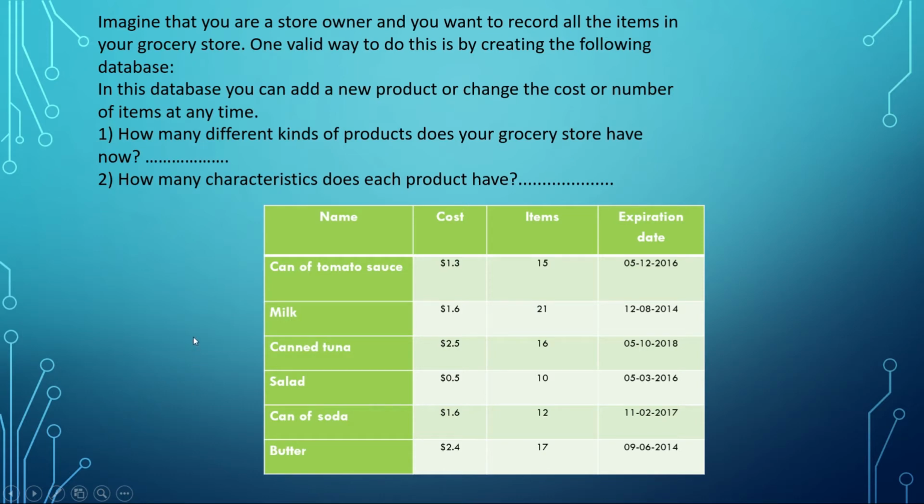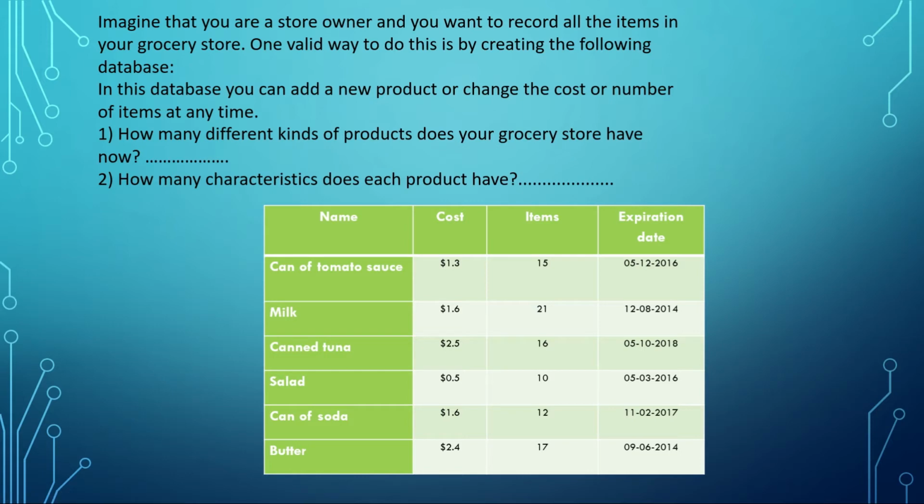How many characteristics does each product have? They have 1, 2, 3, 4. The product name, the cost, they have a different cost. The number of items of each product present in my store is different, so it will be another data, and the expiration date. These are basically the characteristics of each of my products. So we can say that we have 4 characteristics in total.